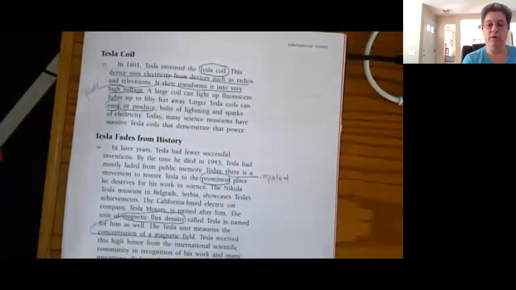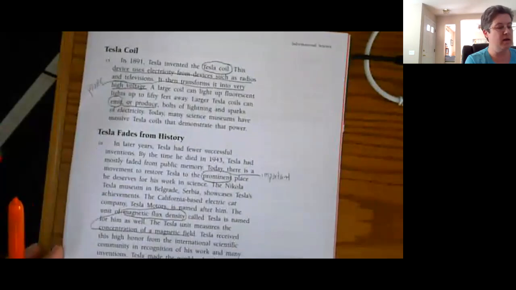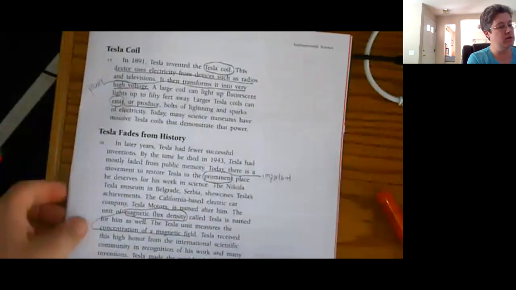Now for the rest of this page, do I find key details? The Tesla coil is another invention, not as widely used as hydroelectric power or alternating current. So I'm going to go ahead and skip that section and just get to a final conclusion down at the bottom of the last paragraph.